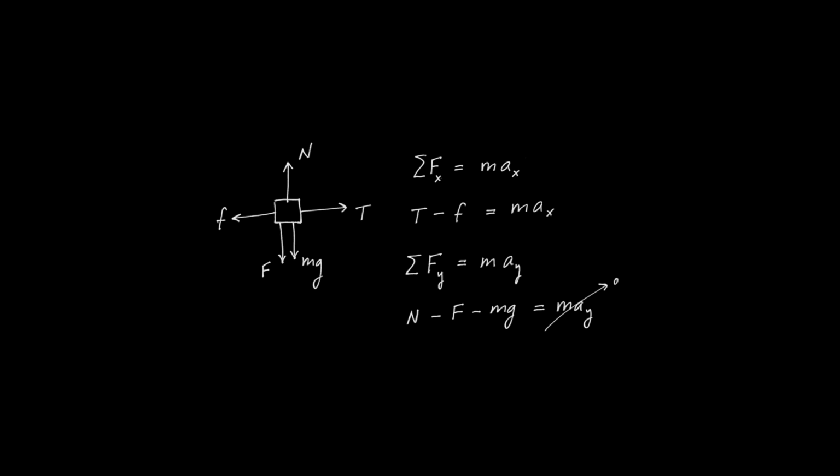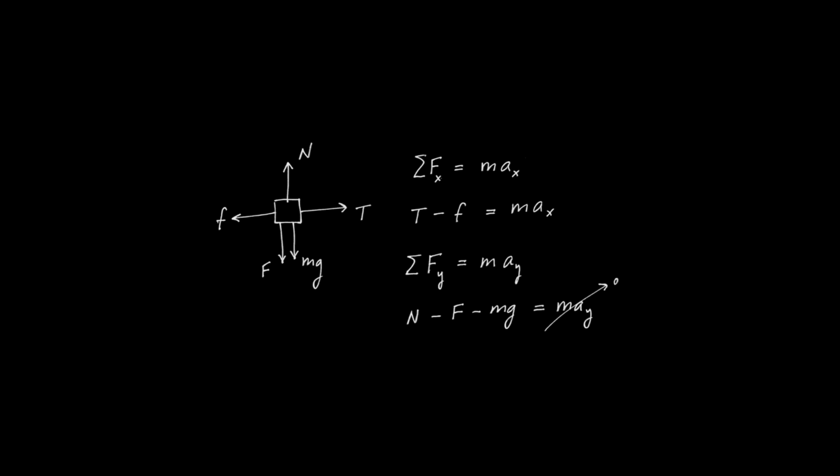Horizontally, I have the tension force, which is given, I think, as 125 newtons. That tension force is pulling to the right, and then I have a friction force directed to the left. So I'm going to write Newton's second law, but this time I'm going to write it for both coordinate directions.